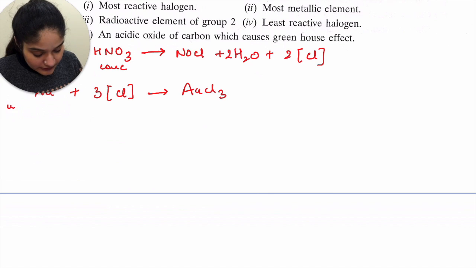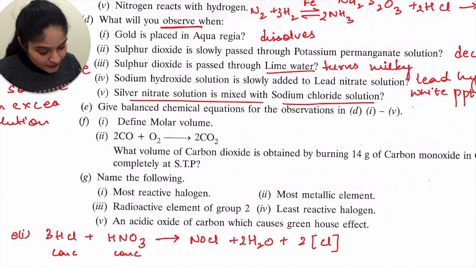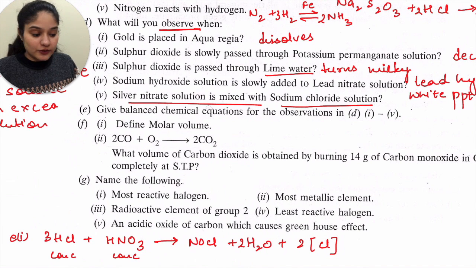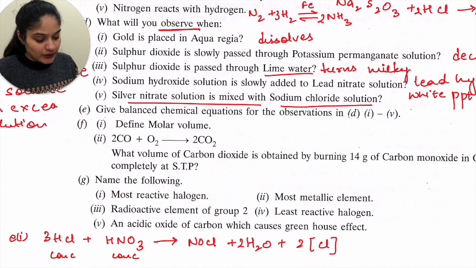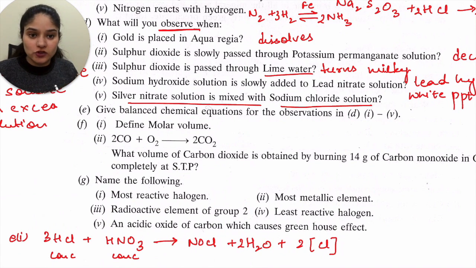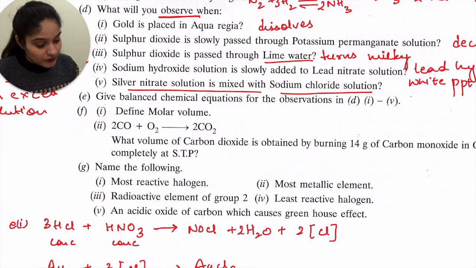Moving on to the second part. Now the second part is saying sulfur dioxide is slowly passed through potassium permanganate solution. So you directly have to give the equation. One thing is that sulfur dioxide is passed through potassium permanganate. You also have moisture in that, so don't forget to add water in the reactants. So sulfur dioxide and potassium permanganate.